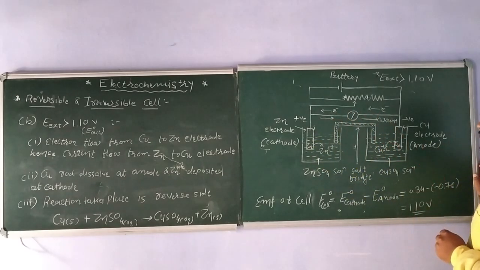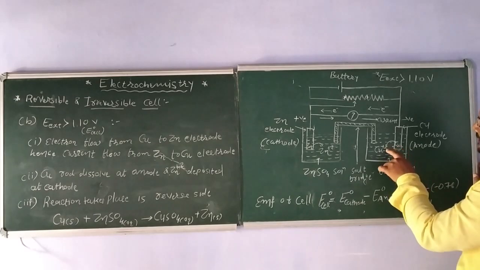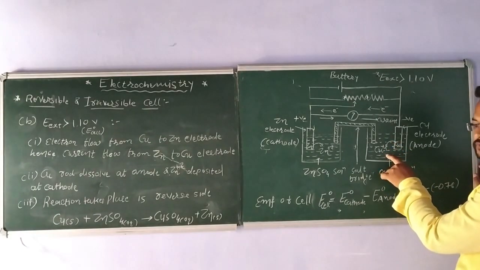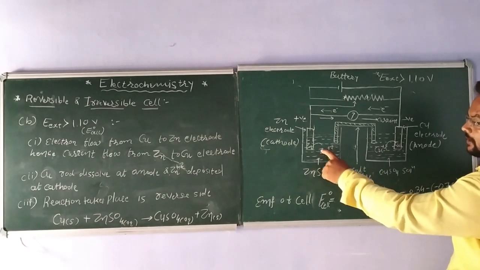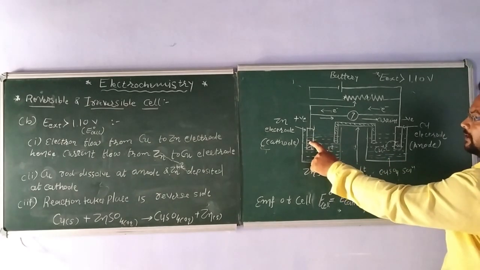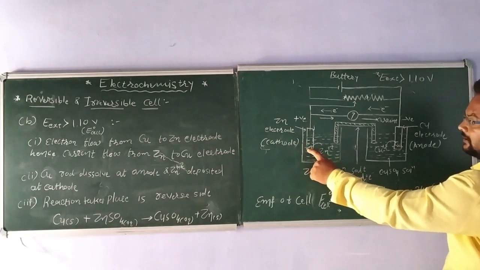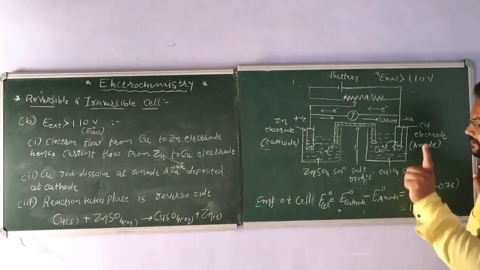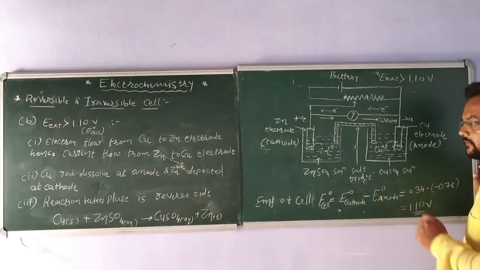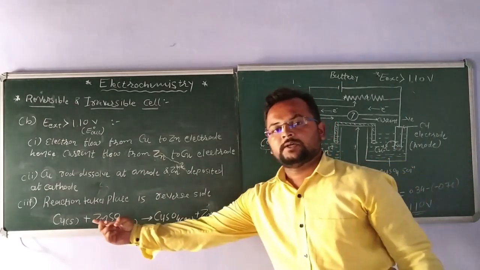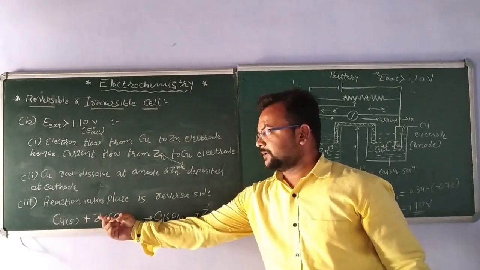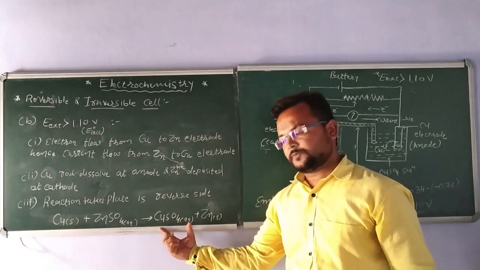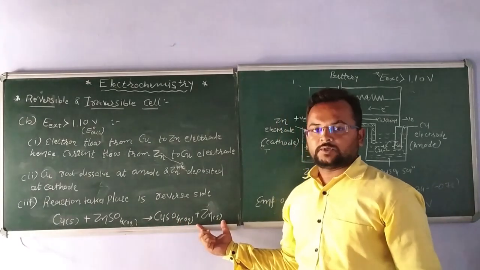The second result is that the copper rod is oxidized into Cu+2 and dissolves in the CuSO4 solution, and Zn+2 gains 2 electrons and is deposited on the zinc electrode, which acts as the cathode. The third result is that the oxidation reduction reaction proceeds in the reverse direction. The chemical equation is Cu solid plus ZnSO4 aqueous gives CuSO4 aqueous and Zn solid.